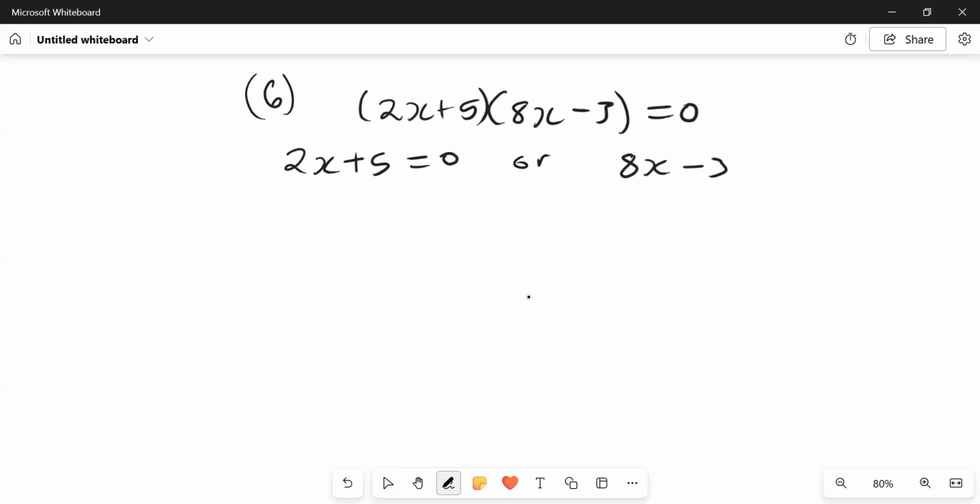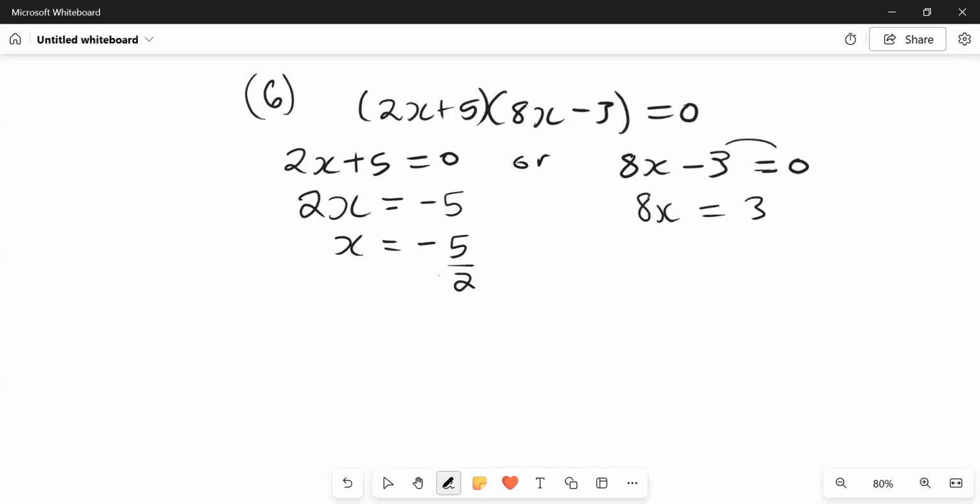Transpose 5. Divide both sides by 2. Your final answer is negative 5 over 2. The next one, we have your 8x equals, transpose this one. Now you have your 3, divide by 8, divide by 8. Now x is equal to 3 over 8. And then these are the solutions.